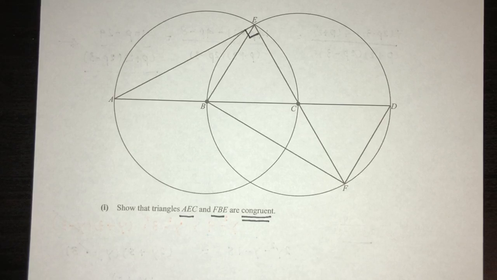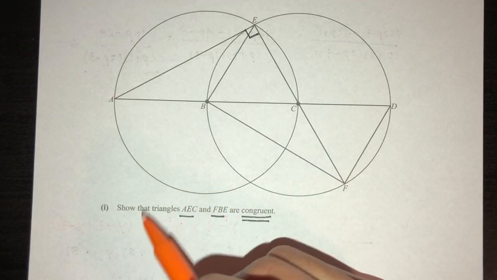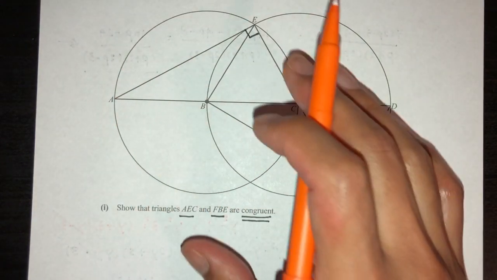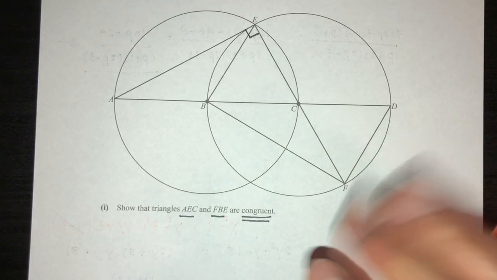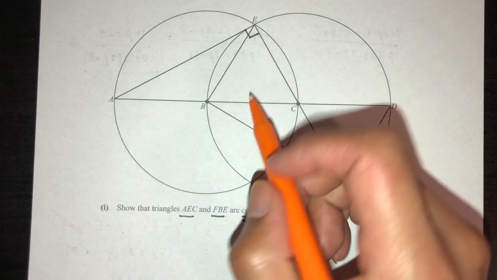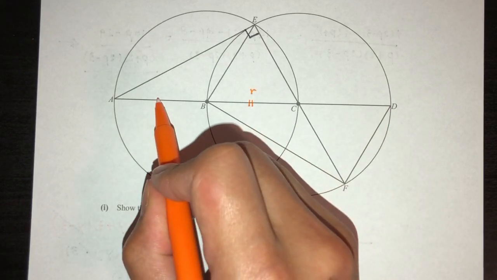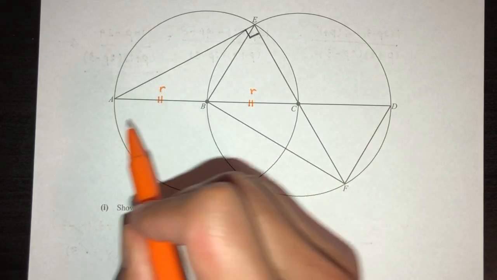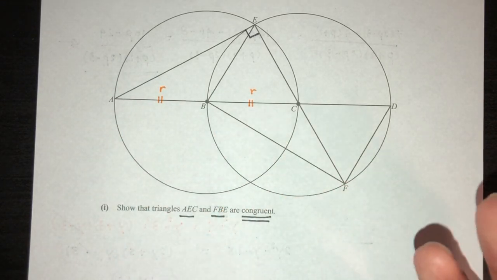Now, observing this triangle, since both circles are the same, let's look at one by one. What is BC? BC is your radius, so we know this is R, and AB is also your radius. This is R. So AC will be 2R. Okay, I agree.